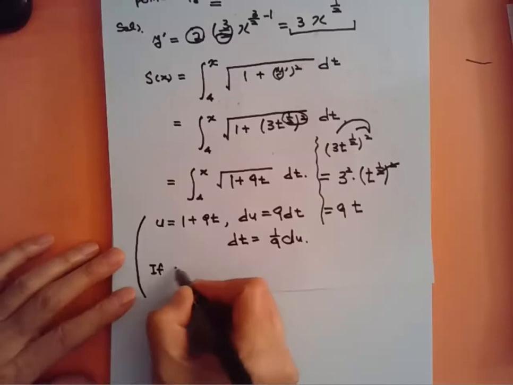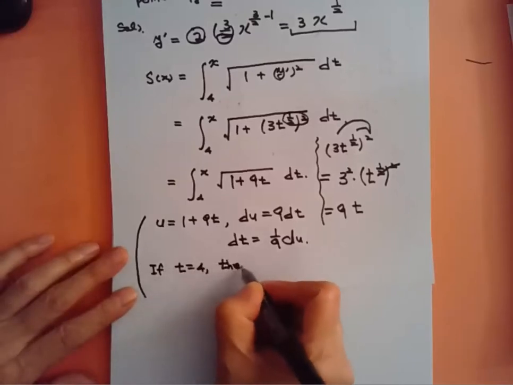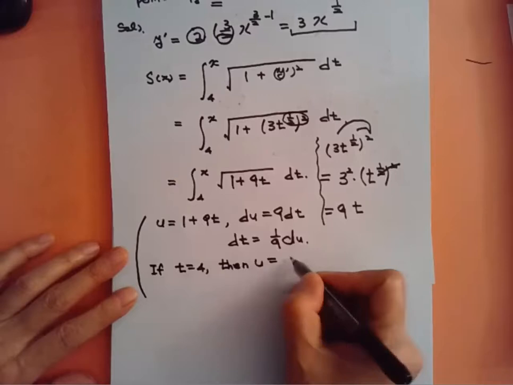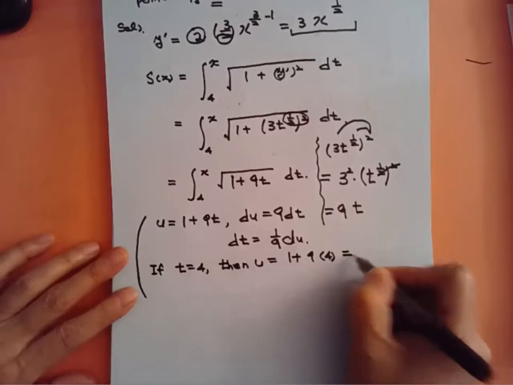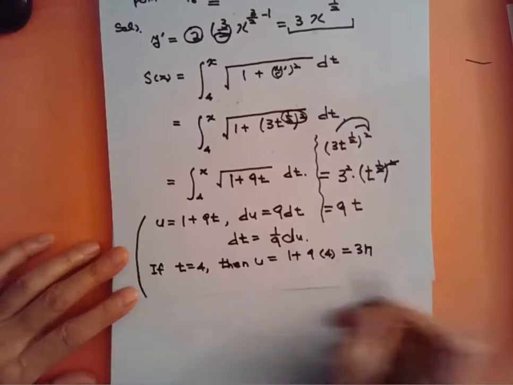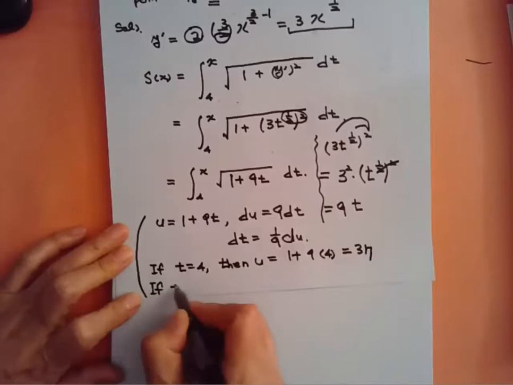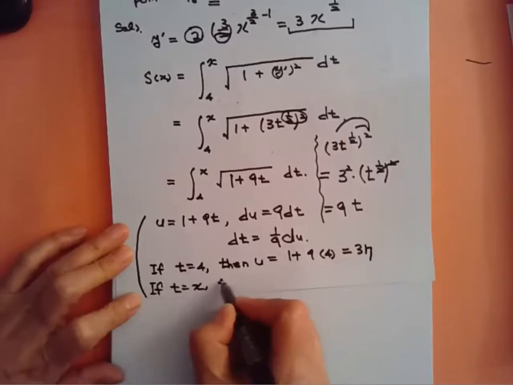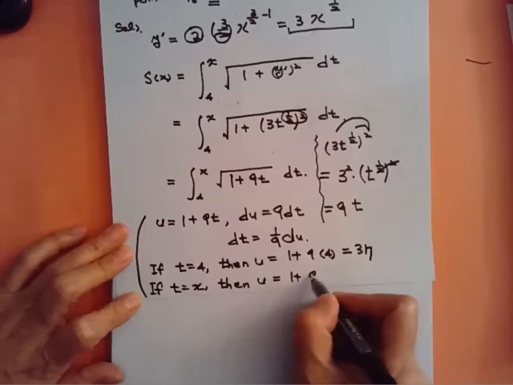So if t equals 4, then u equals 1 plus 9 times 4, which is 36 plus 1, which is 37. If t equals x, then u equals 1 plus 9x.